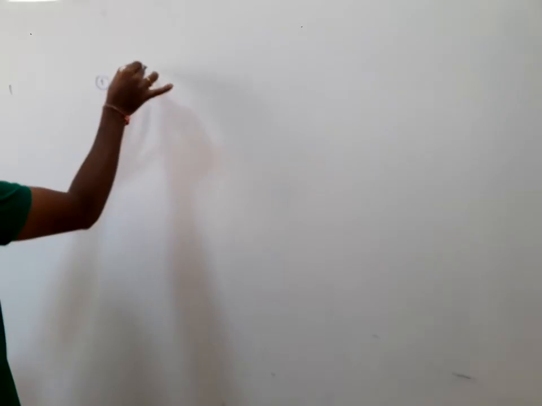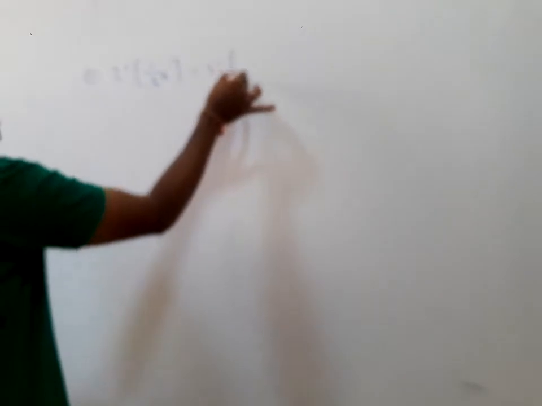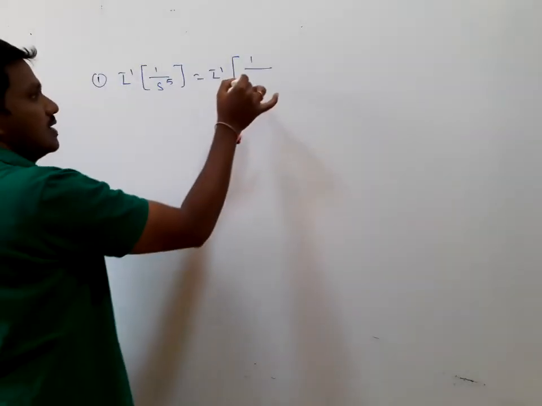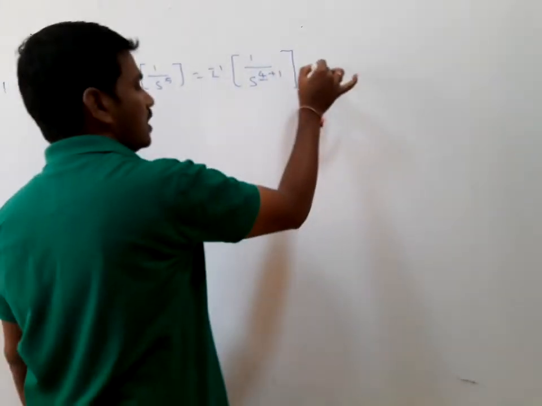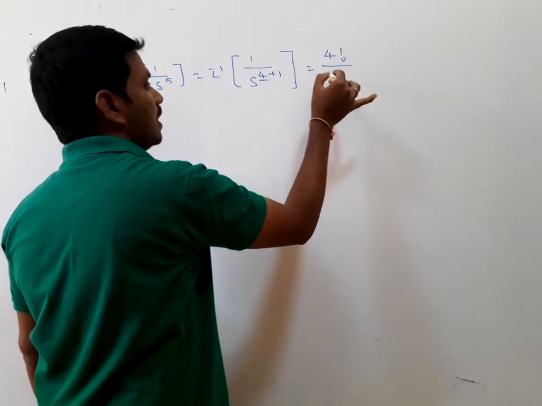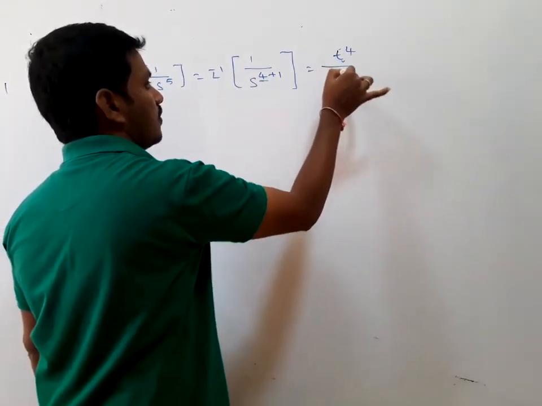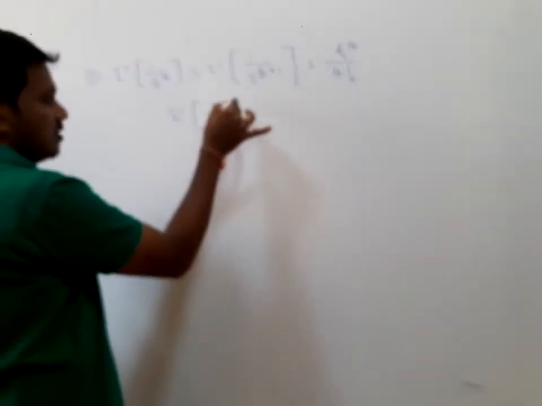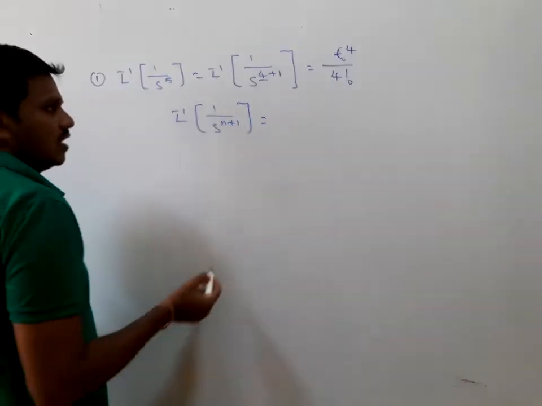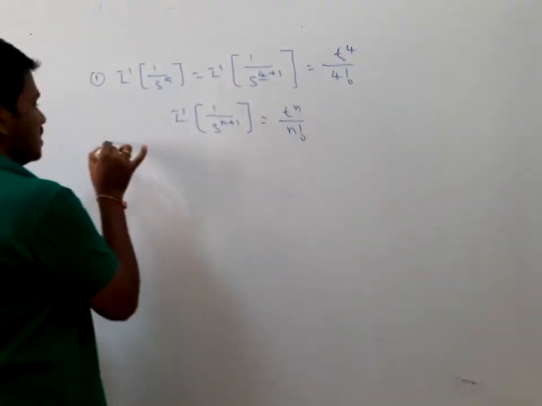Evaluate the inverse Laplace transform of the following. First one, L inverse of 1 by s to the power of 5, which can be written as L inverse of 1 by s to the power of 4 plus 1. Here n is a positive integer, so what are you going to write? It is t to the power of 4 divided by 4 factorial. Is it clear? L inverse of 1 by s to the power of n plus 1, with n being a positive integer, is t to the power of n divided by n factorial. This is the answer.